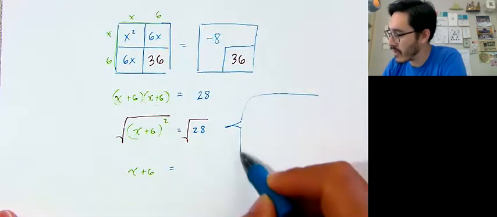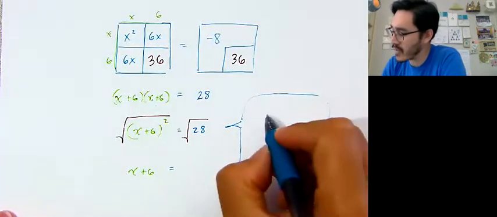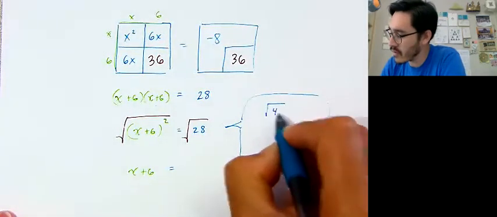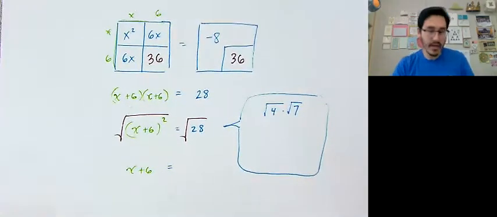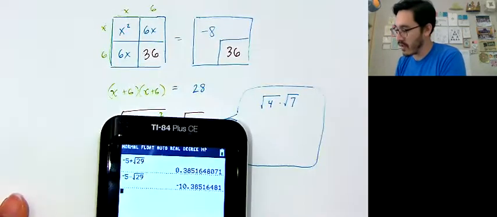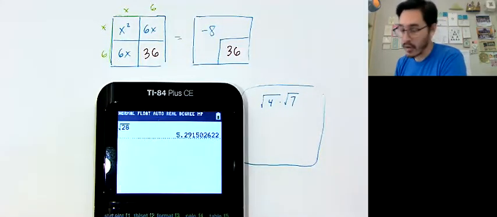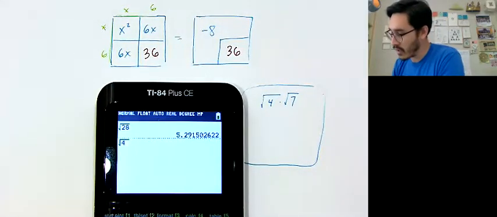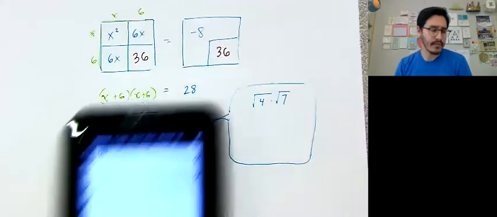I'm just going to put a little thought bubble over here. 28 is what, 4 times 7, so I can write this as root 4 times root 7, right? And if you don't believe me, let's just use a calculator. The square root of 28 is approximately 5.29, and the square root of 4 times the square root of 7, don't know what happened there, is also 5.29. So you can factor radicals just like you factor integers.